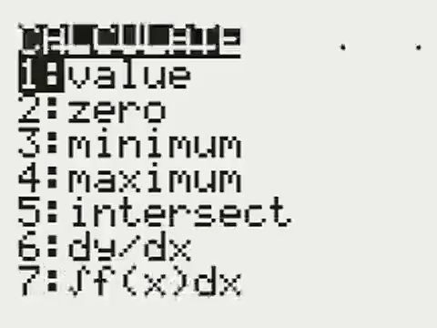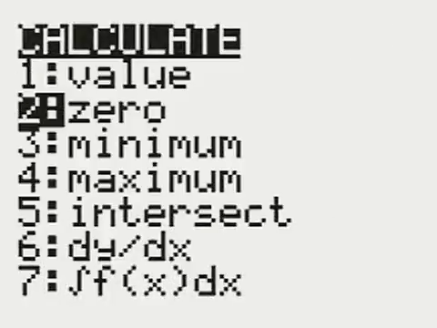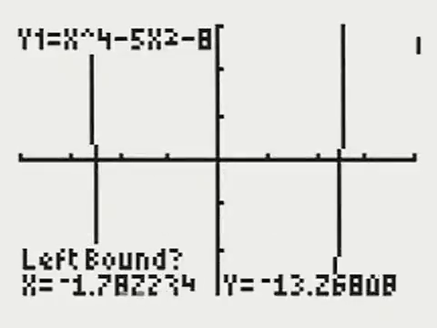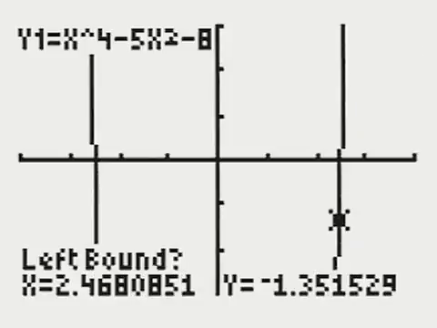We're going to repeat this for our second solution. Go back to our calc menu, pick zero again. Here we need to scroll over to the right so we get closer to our second solution, paying attention to the y value in the coordinates so we see where our cursor is. It's going down right now, and now it's starting to come back up. And so there we see it.